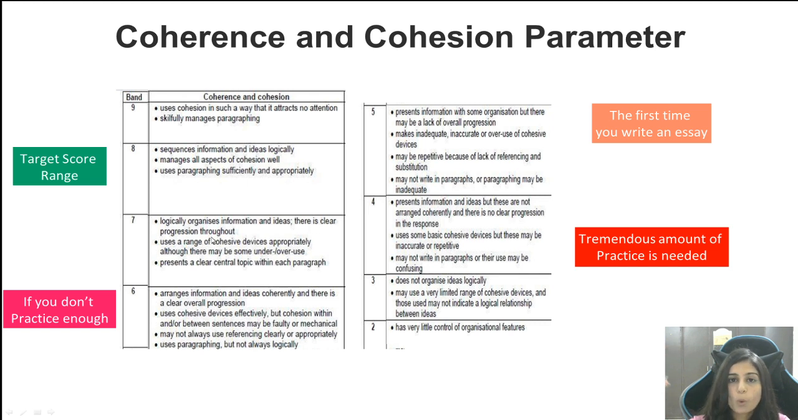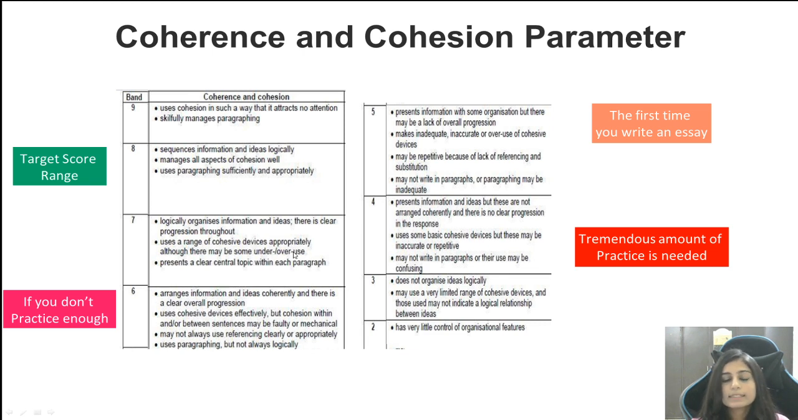So progression of your thoughts should be very clear. Why did you move from thought A to thought B? That should be very smooth and clear. So you need to organize your ideas logically. Second thing that they say is that you have to use a range of cohesive devices appropriately, although there may be some under or over usage.